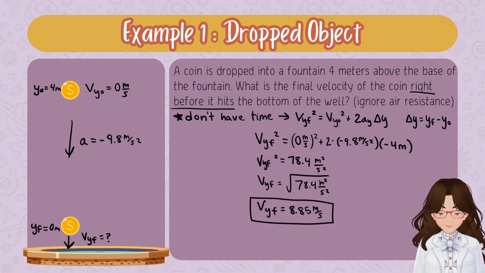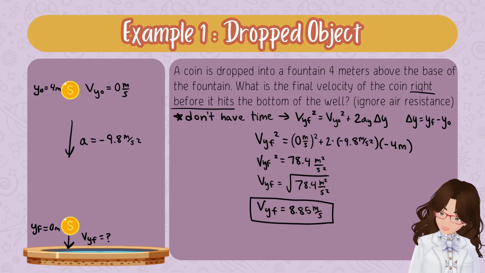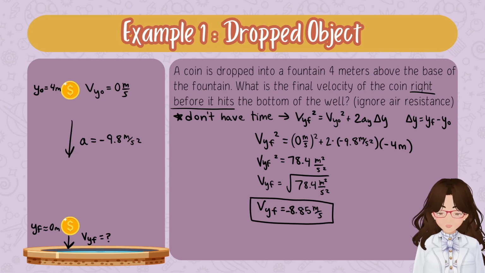Now, last thing, are we done? Hopefully you're saying, wait, you forgot something. And we did. Velocity is a vector. And because our coin is falling down, this value needs to be negative. So make sure that you don't forget that negative in front of your solution. And we did it.